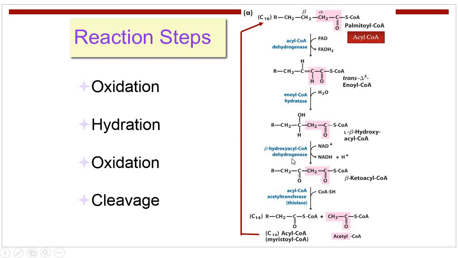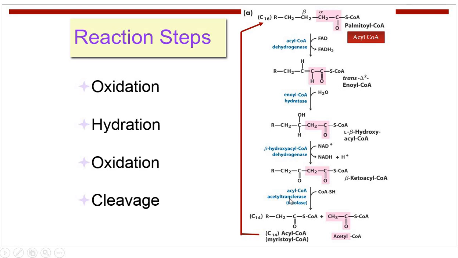Now this beta hydroxy acyl coenzyme A dehydrogenase is NAD plus dependent, and it catalyzes the specific oxidation of this OH group in the beta position to form a ketone group. The NAD plus is the temporary electron acceptor for this step, which generates the reduced form, NADH, and it produces beta ketoacyl coenzyme A.